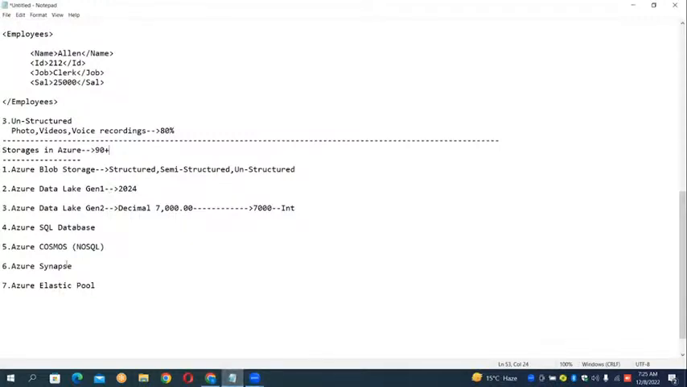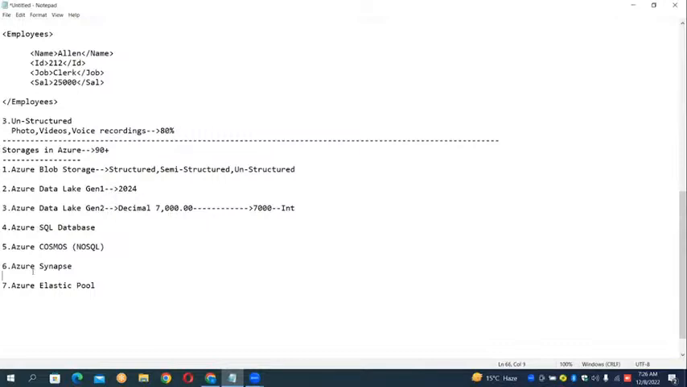So based on the thing only, majorly these are the differences. Azure Blob can store any kind of data. Azure Data Lake Gen 1 and Gen 2 can also store any kind of data, but Gen 2 mostly stores the data used for visualization purposes. And then we have Azure SQL DB, where structured data, that is rows and columns data only, will be recorded.